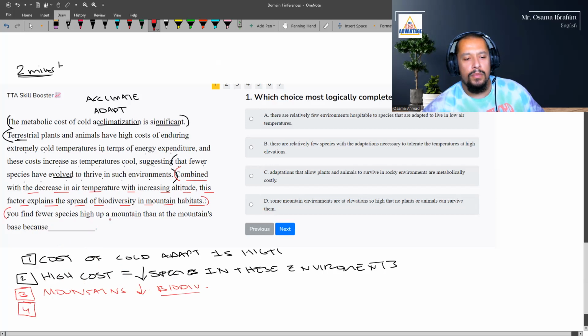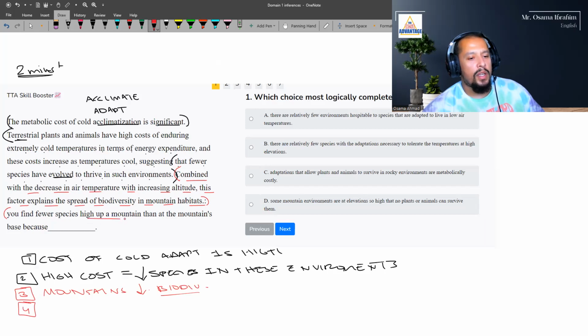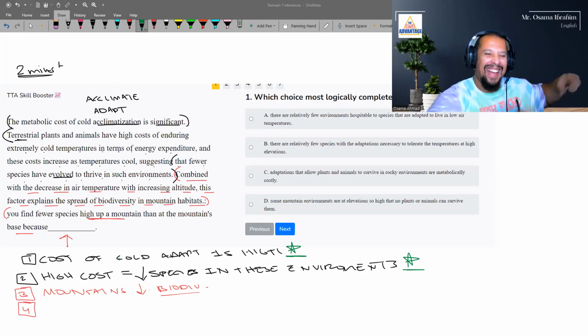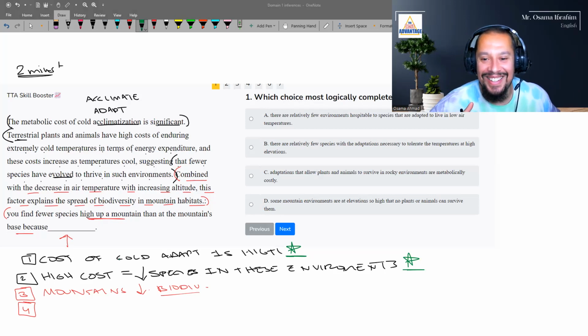You find fewer species high up the mountain than at the mountain's base because... Why do you think that adaptation happens there? Because it's cold, adaptation is harder. Because what else? Because it doesn't have much biodiversity. Not enough land for food. Because of the plants that don't survive in high metabolic cost, right? What is the text saying, guys?